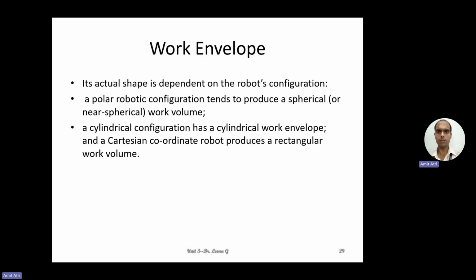The work envelope, that is its actual shape, depends on the robot's configuration: how many joints there are, the dimensions of the links, the type of joints, the number of joints, the size of the links. So these factors. A polar robotic configuration tends to produce a spherical or nearly spherical work volume. Then a cylindrical configuration has a cylindrical work envelope, and a Cartesian coordinate robot produces a rectangular work envelope.